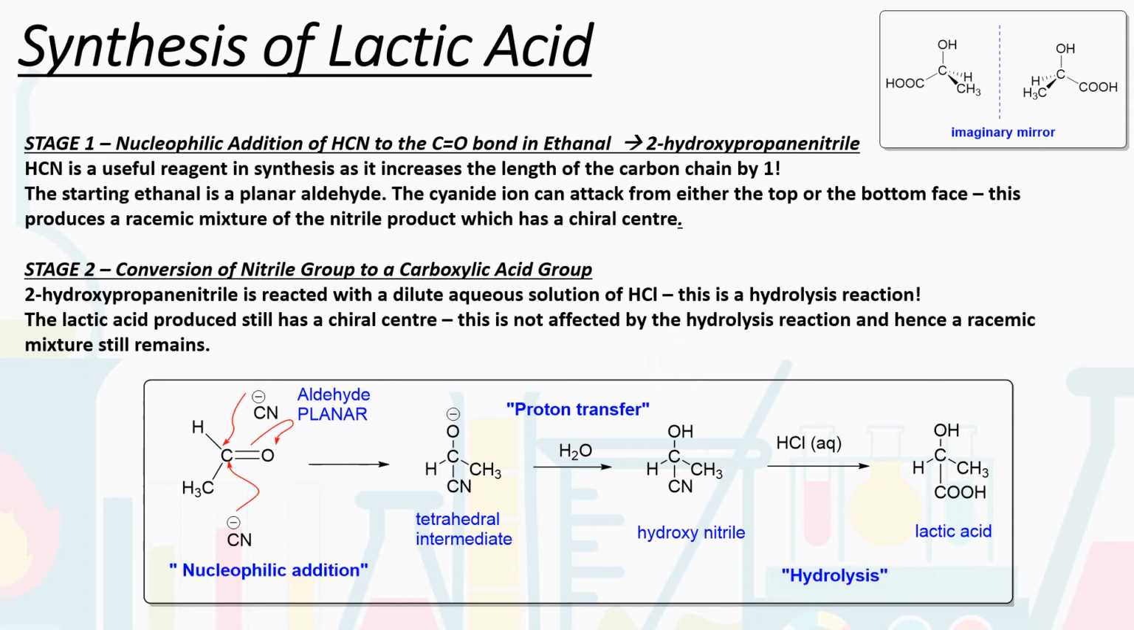So we break that double bond open by having an arrow from the centre of the C=O bond onto the electronegative oxygen that's happy to accept those electrons. So this creates our tetrahedral intermediate. We then have a proton transfer step.